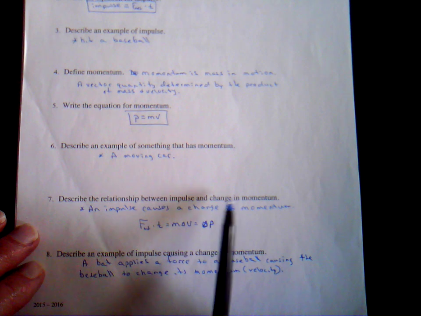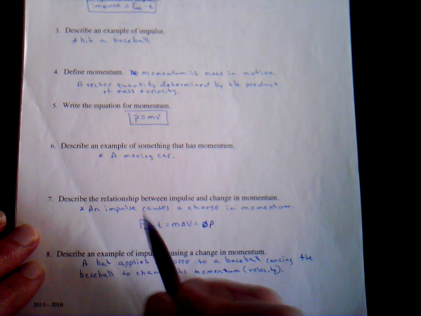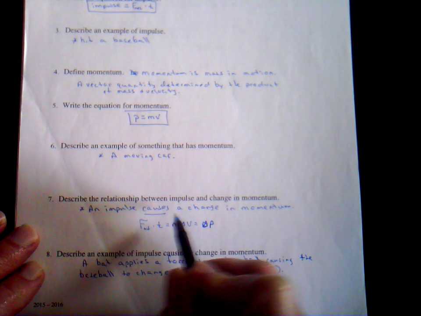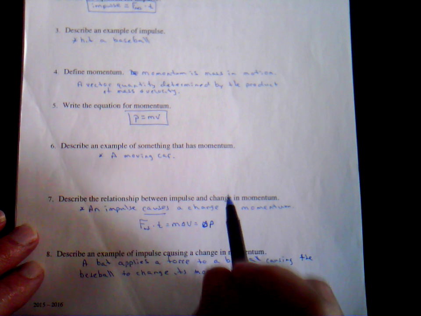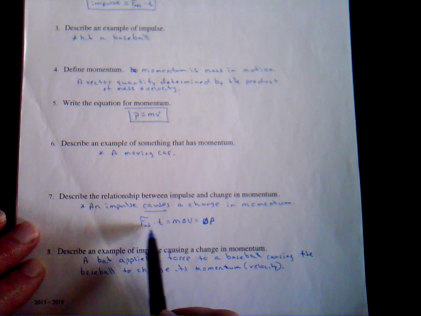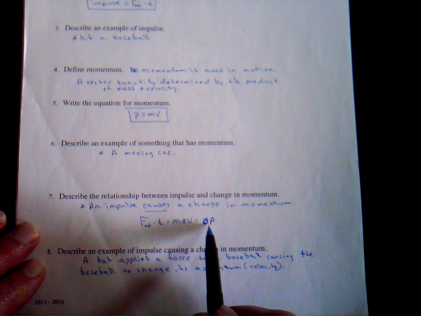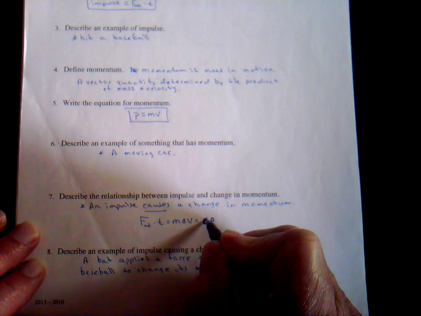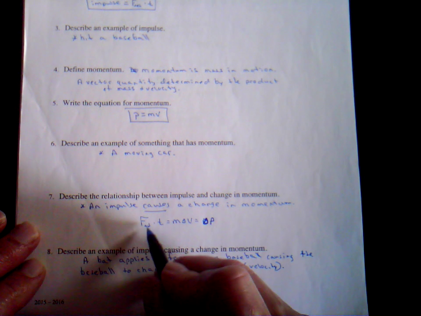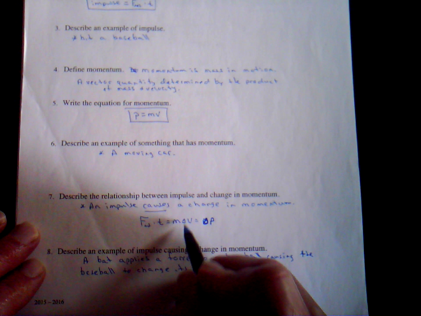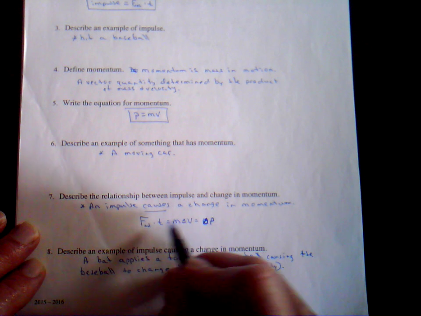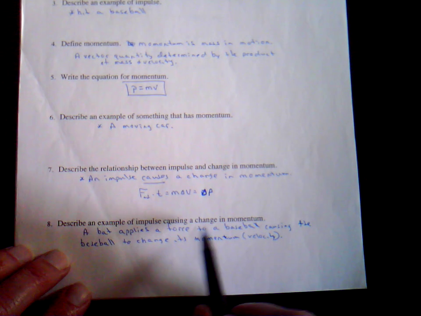And then number 7, describe the relationship between impulse and change of momentum. Impulse causes a change of momentum, or you can say it's equal to a change of momentum. That's very important to understand. Impulse is net force times time equals mass times change of velocity, which is a change in momentum. That's a little delta triangle there, change in momentum. Impulse, mass times change of velocity, change in momentum are all the same thing. Very important to remember.